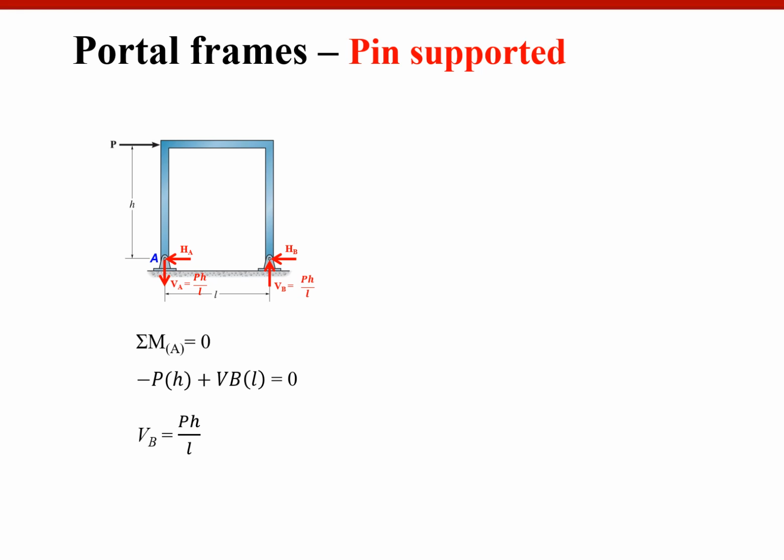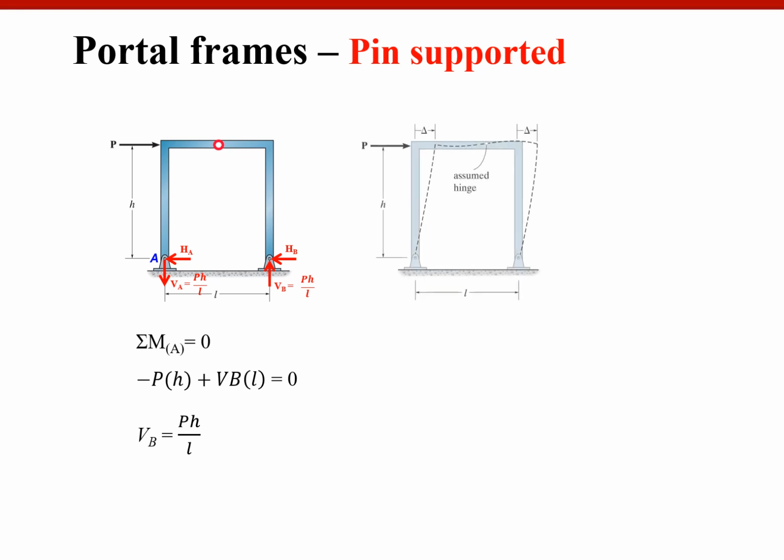Now, we still have HA, HB unknown, while we used already two equilibrium equations, which are the moment about A must be 0, sigma F sub y must be 0. So we have only one equilibrium equation left, but we still have two unknowns, so we need one more equation, which is we are going to put an inflection point at midspan of the beam.